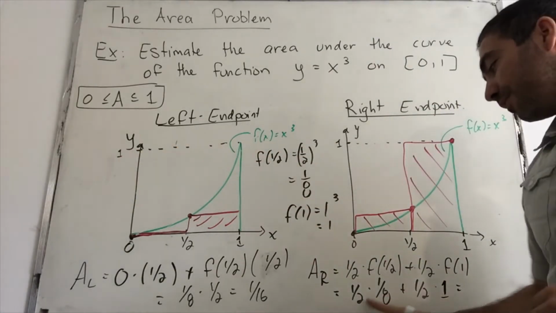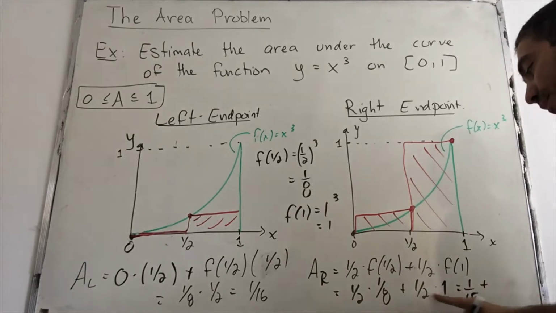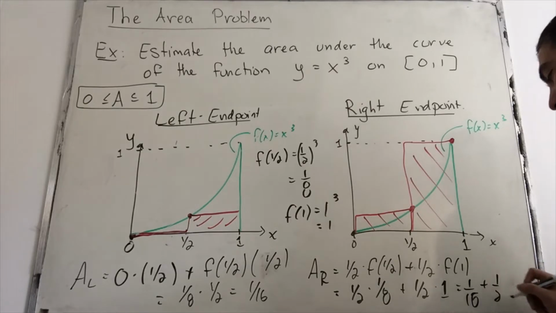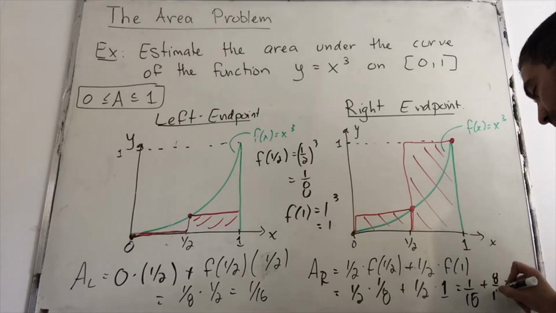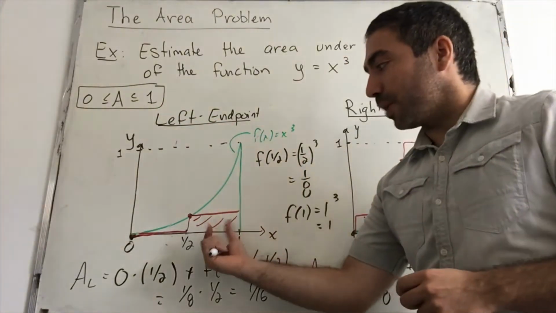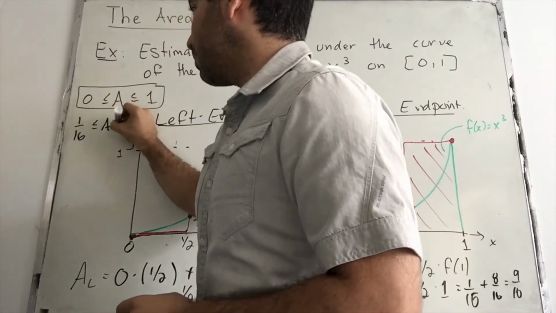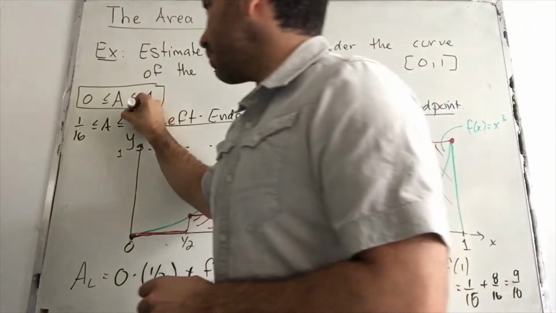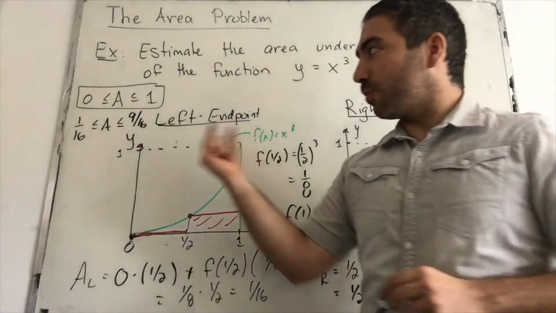So what we have here is a half times an eighth, which is a 16th, plus a half times 1, which is a half. Finding a common denominator here, we get 8 on 16. I'm just going to write it because I don't have the room. 8 on 16 plus 1 on 16 turns out to be 9 on 16. So instead of 1, now our estimation after splitting it, making the rectangles smaller, is 9 on 16. We know the area has to be between 1 on 16 and 9 on 16. So notice as the widths get smaller, our answer gets more and more accurate.